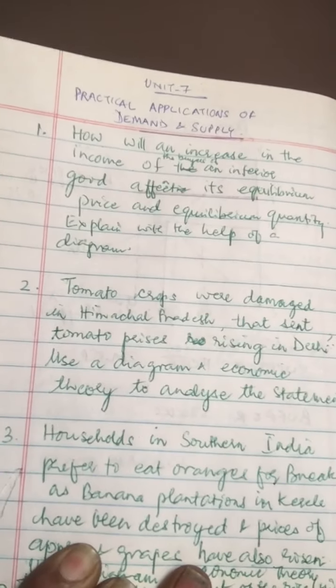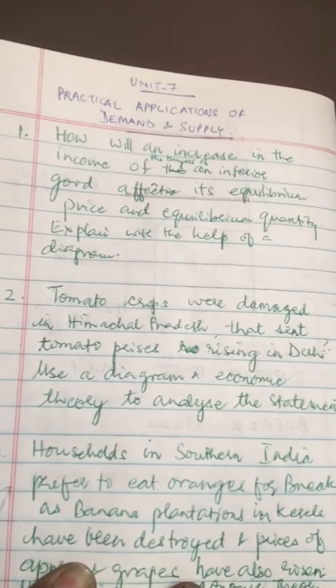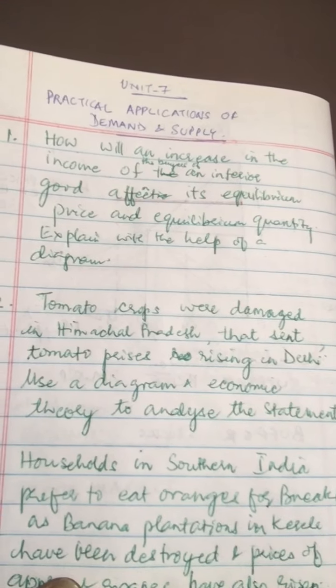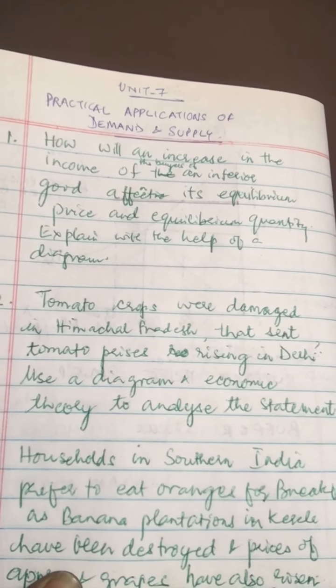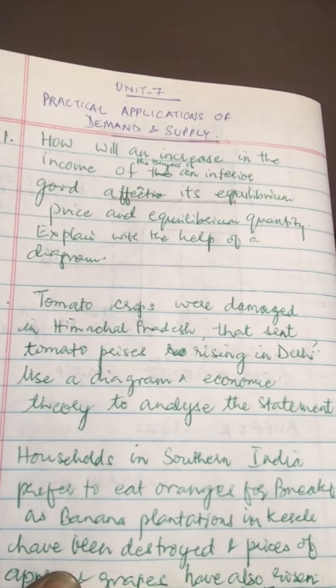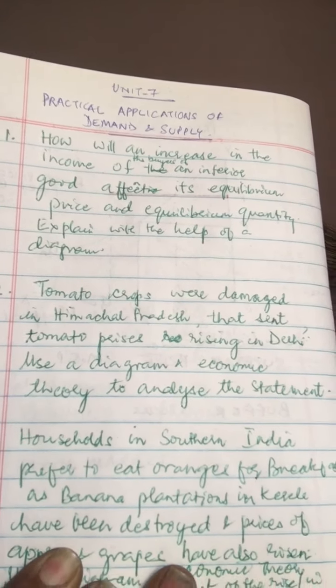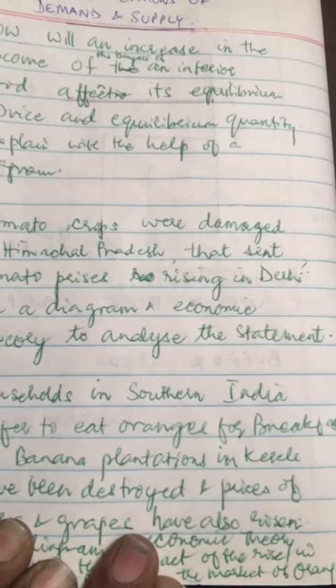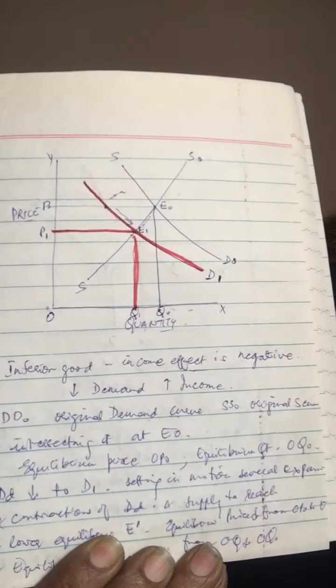So then because of that, you will see, okay, let's read the question: how will an increase in the income of the buyer of an inferior good affect its equilibrium price and equilibrium quantity? Explain with the help of a diagram. So this we are going to explain. This is what is the impact. Now, as we've already said, there'll be a decrease in demand. So let's look at this diagram.